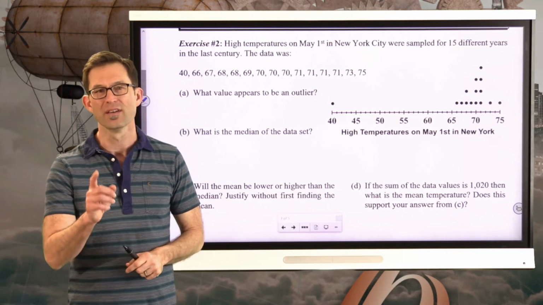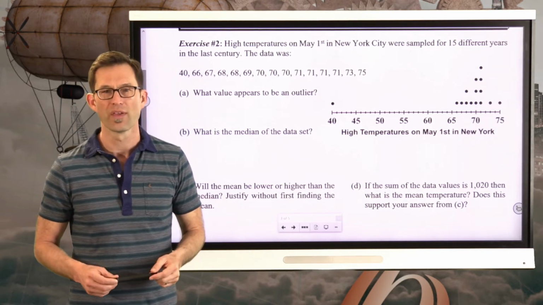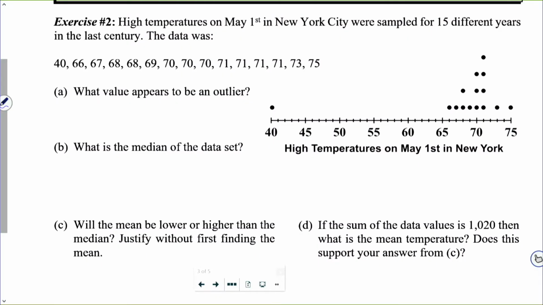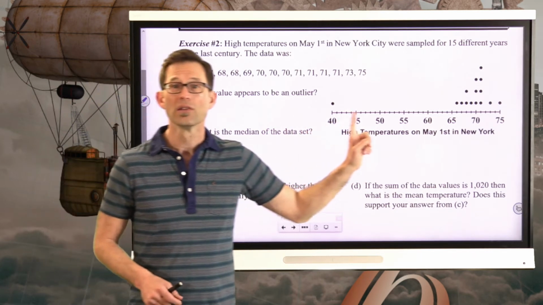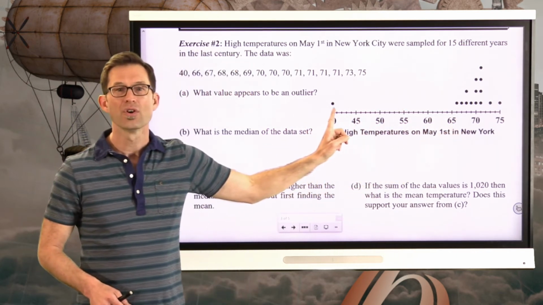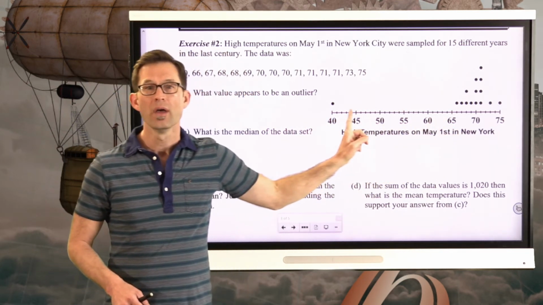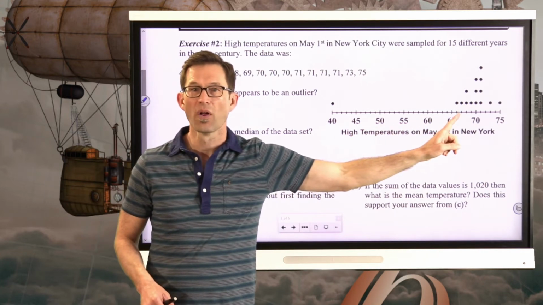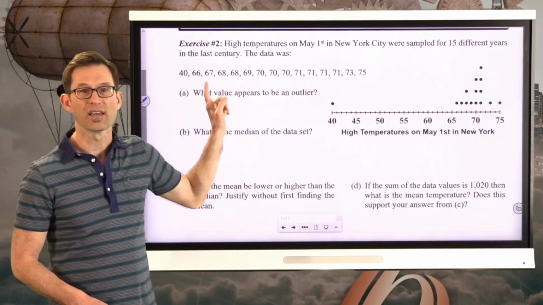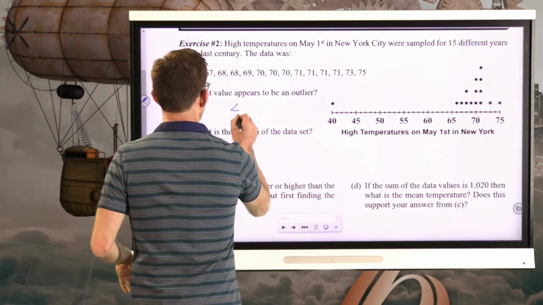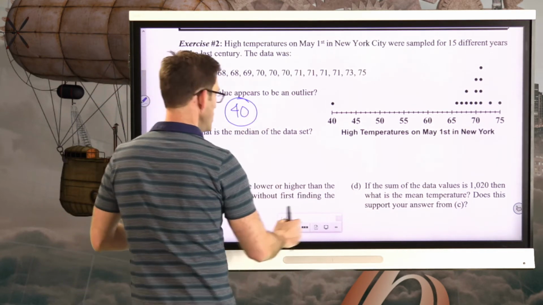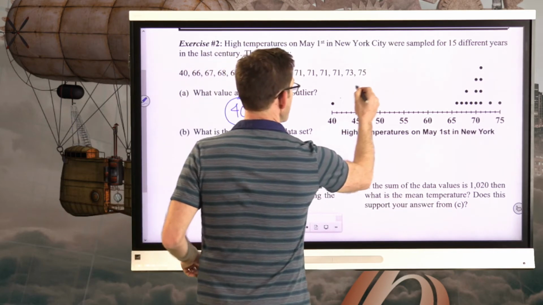This should be pretty easy. Pause the video now and write down what you think the outlier is. All right, well, 40 degrees. Look at this huge gap between the second smallest temperature at 66 and the smallest temperature at 40. Huge gap, right?